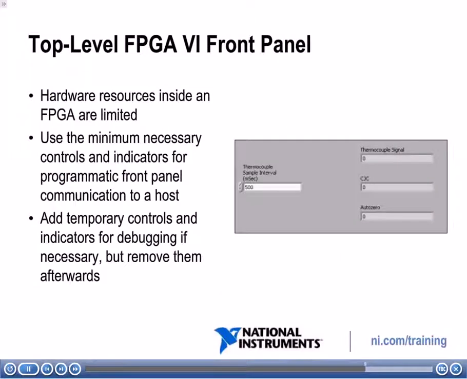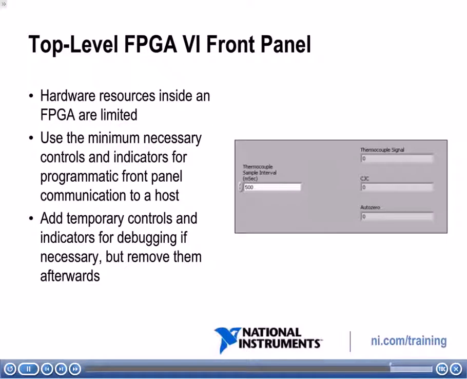All right, let's talk about top-level FPGA VI front panels. As we know, with an FPGA, the hardware resources inside it are limited. An FPGA is going to have a finite amount of hardware resources. So when you're programming for FPGA, you want to think about ways to use the minimum amount of resources that you need. One way is to use the minimum necessary controls and indicators for programmatic front panel communication to a host.